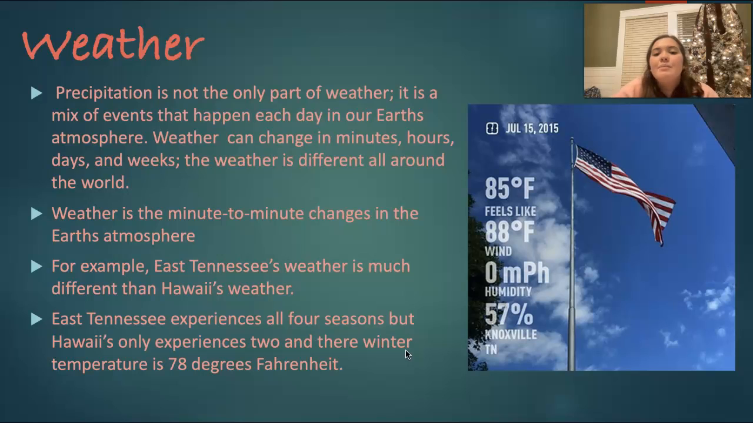Weather is a minute-to-minute change in the Earth's atmosphere. So, for example, our weather in East Tennessee is much different than Hawaii's weather. Our weather usually has all 4 seasons: spring, summer, winter, and fall. But in Hawaii, they have what's called summer and winter, even though their winter is only 78 degrees Fahrenheit. Now to us, that's a spring or fall.